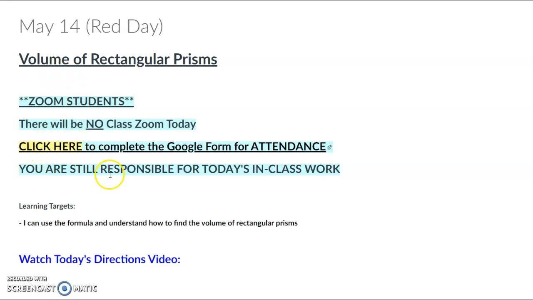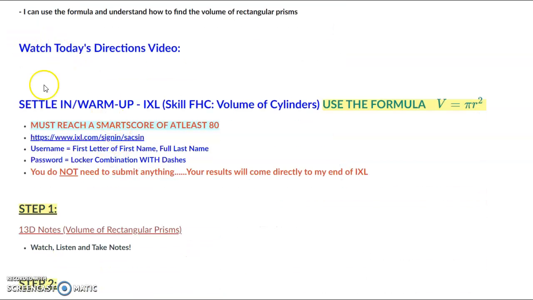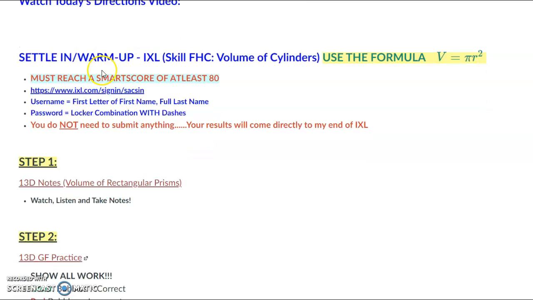So in this video, you're going to get a brief overview of what you're going to work through today. My first reminder: if you are a Zoom student today, remember there will not be a class Zoom since I am not in the building. So in order for you to be counted present for attendance purposes, you'll need to click here and complete that quick Google form. You're going to watch today's video. It's going to give you a quick overview of the different things you're going to work through.